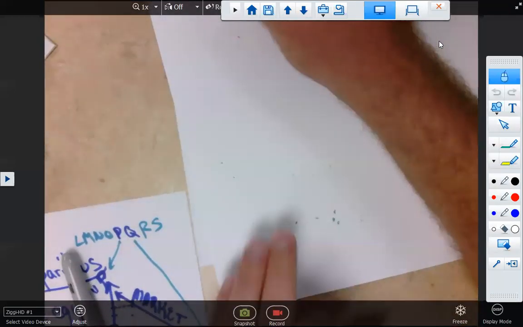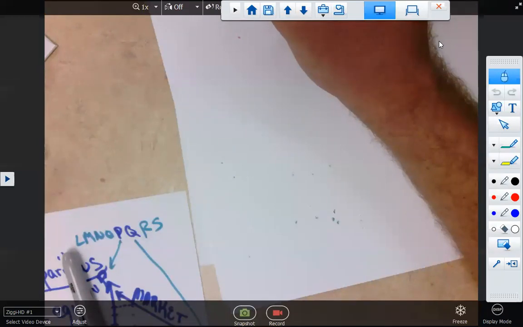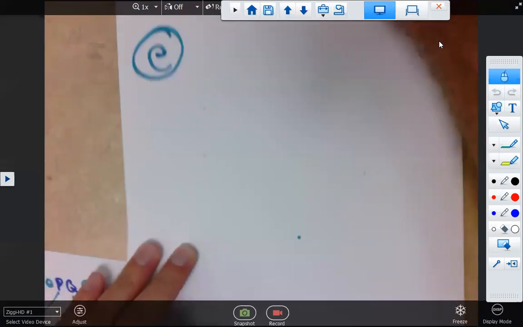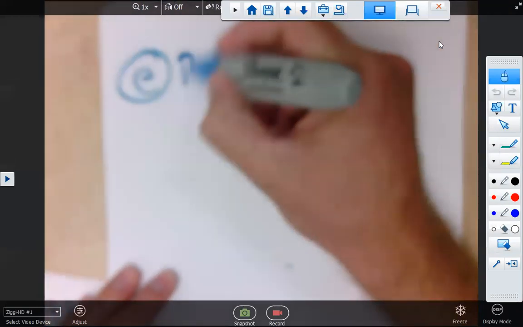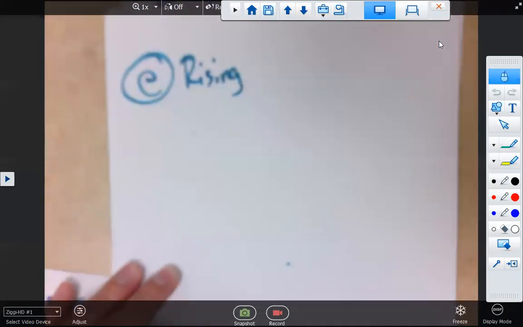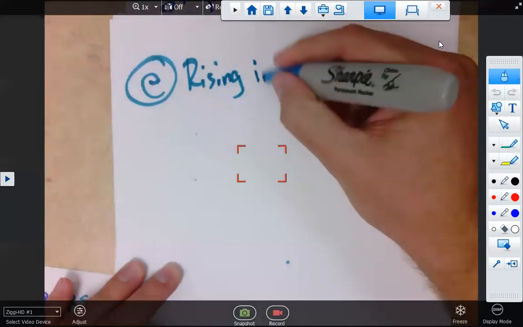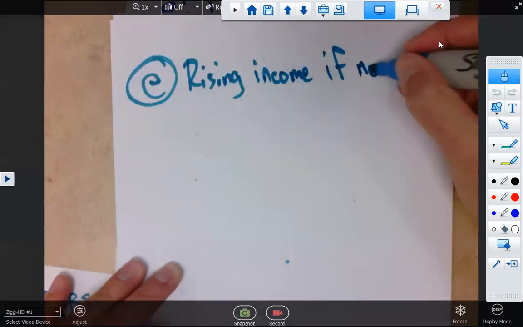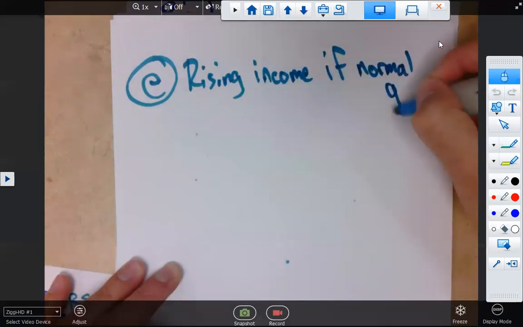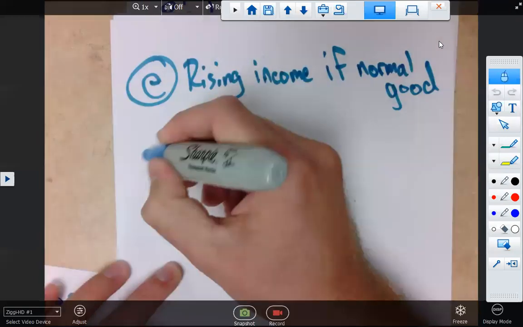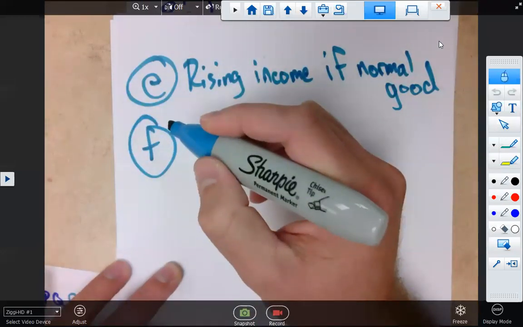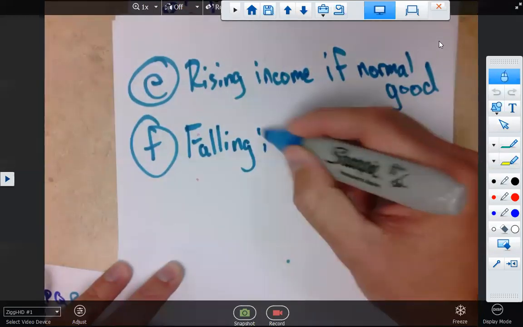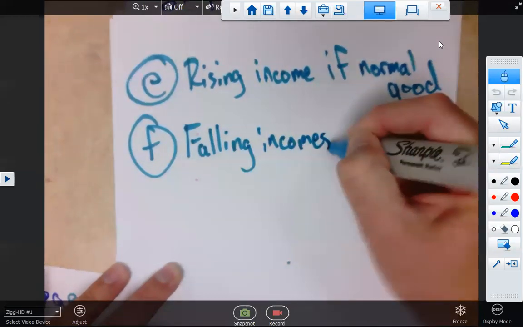So E is going to be rising income if the product is a normal good. Yeah, it's helpful if you could see. Rising income if normal good. And then, obviously, it's going to be falling incomes if it's an inferior good.